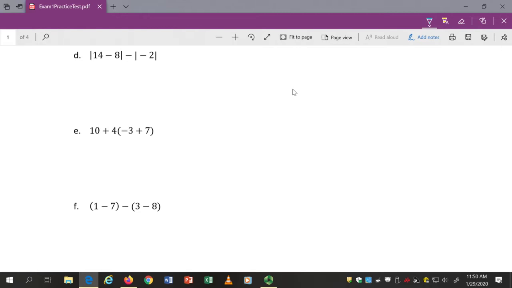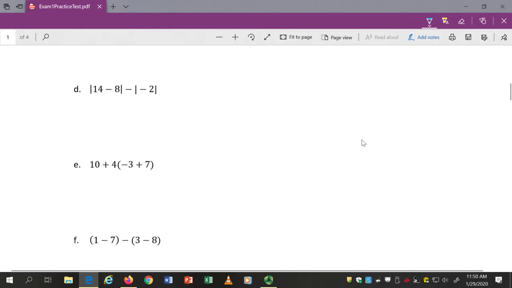Yeah? They turn values positive? Now, does that mean that this subtraction should become addition? It shouldn't, because absolute values are on the order of parentheses. So you take care of them first, but it doesn't change any of the operations outside of the absolute values.